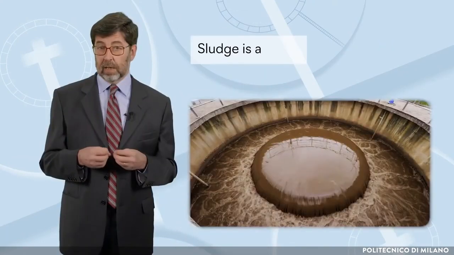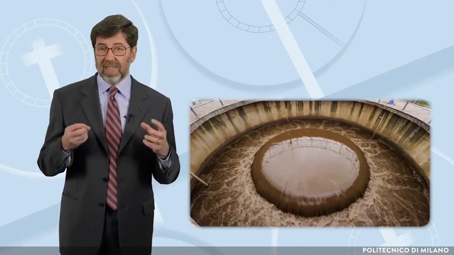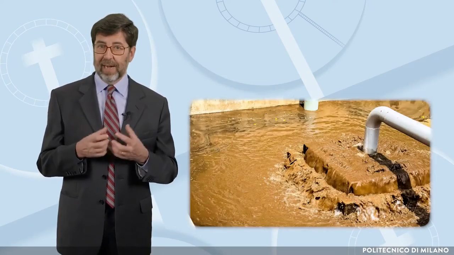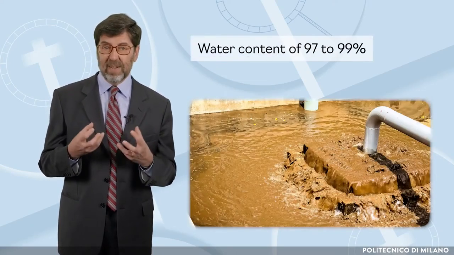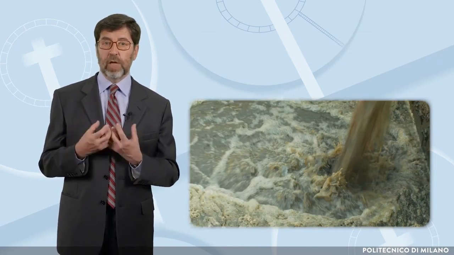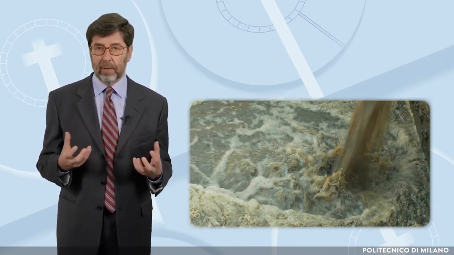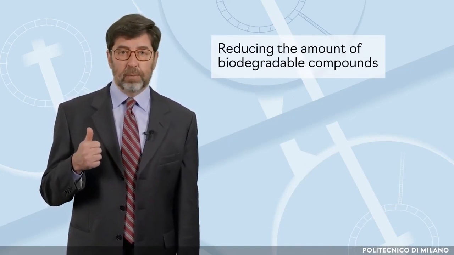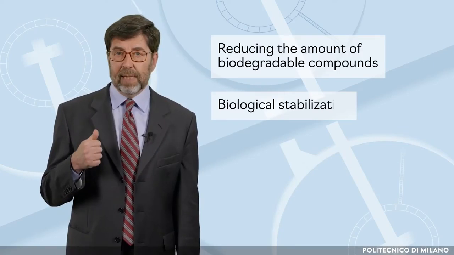Now, we must properly treat sludge, the byproduct extracted from primary and biological treatments. Sludge is a slurry with a flow rate two orders of magnitude lower than the incoming wastewater. Nevertheless, it has a water content of 97 to 99% and is rich in biodegradable and unbiodegradable organic compounds. Sludge treatments have two aims. First, reducing the amount of biodegradable compounds. This process is called biological stabilization.